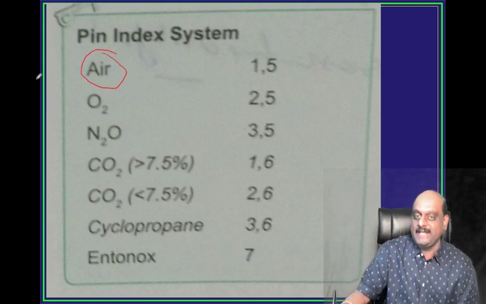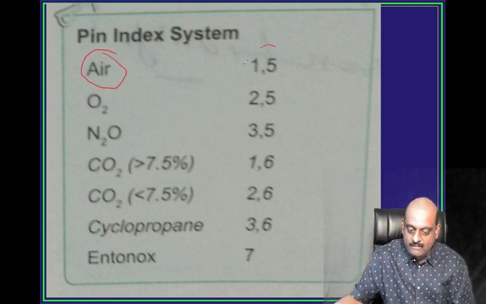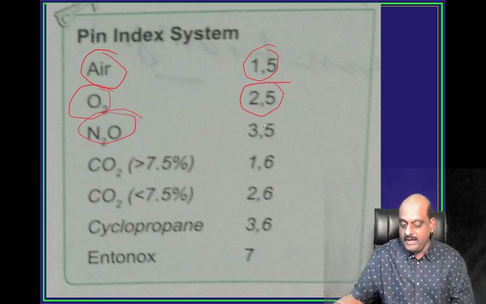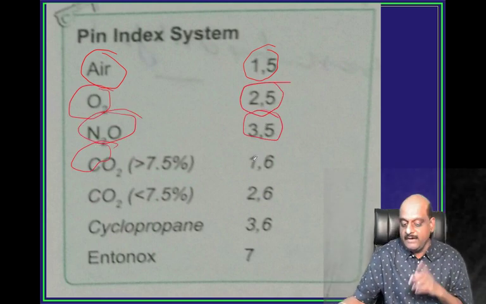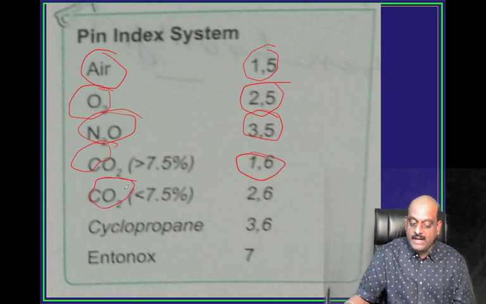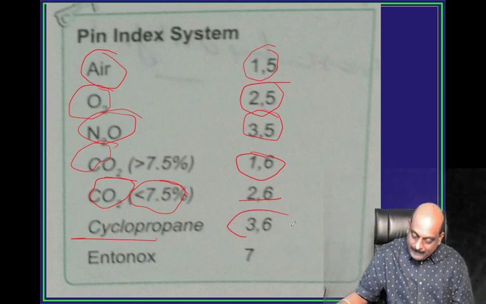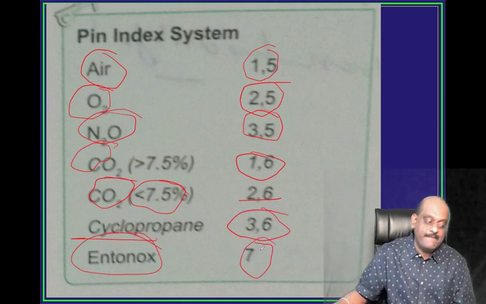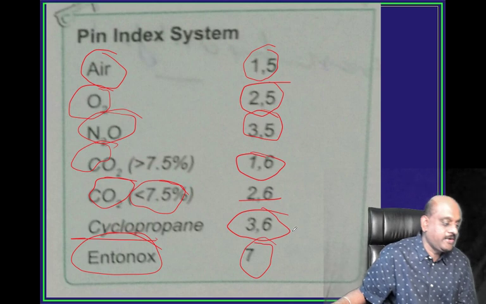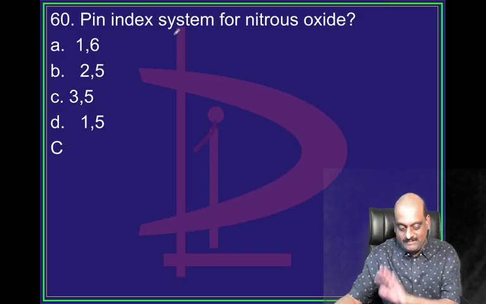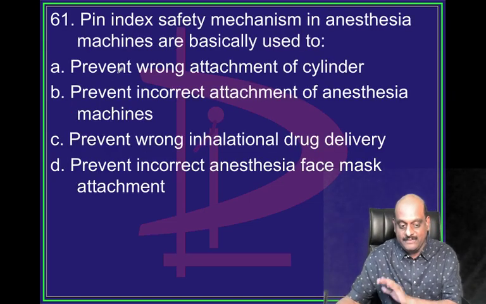So doctor, pin index: 8.15, oxygen 2.5, nitrous oxide 3.5, carbon dioxide 1.6, carbon dioxide less than 7.5, 2.5, cyclopropane 3.6, Entonox 7. That is what you need to remember. So pin index for nitrous oxide, quickly say, 3.5.